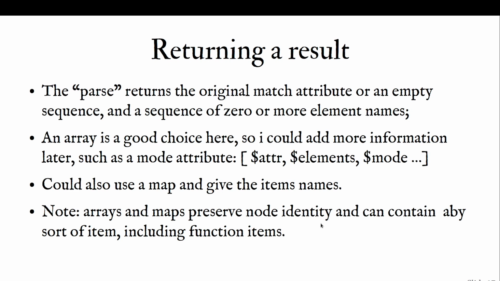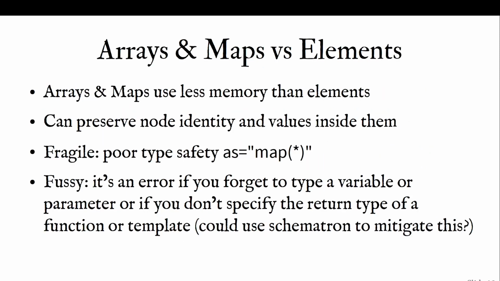You can also put actual elements, not just names of elements, but actual elements into arrays and maps, and the node identity is preserved. They can contain any sort of item, including function items, which you can't do in elements in our languages, unfortunately. Slide 18 also points out arrays and maps use much less memory than elements because they don't have all those different properties, such as ancestor or schema type. But they're fragile.